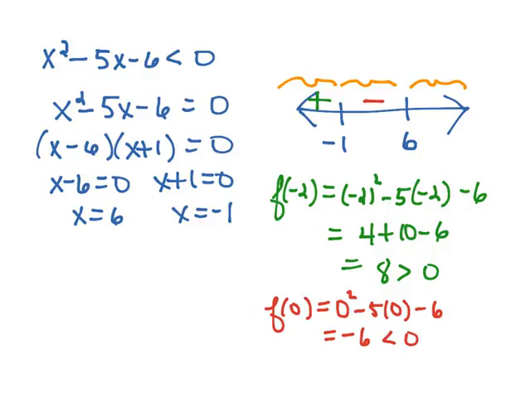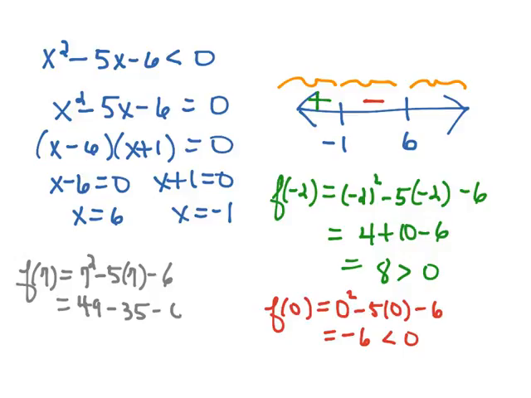Now let's choose a number that is greater than 6. Say we choose 7. We're going to have 7 squared minus 5 times 7 minus 6, which is equal to 49 minus 35 minus 6, which is going to be equal to 8, which is greater than 0. So the numbers in this region are going to be positive.